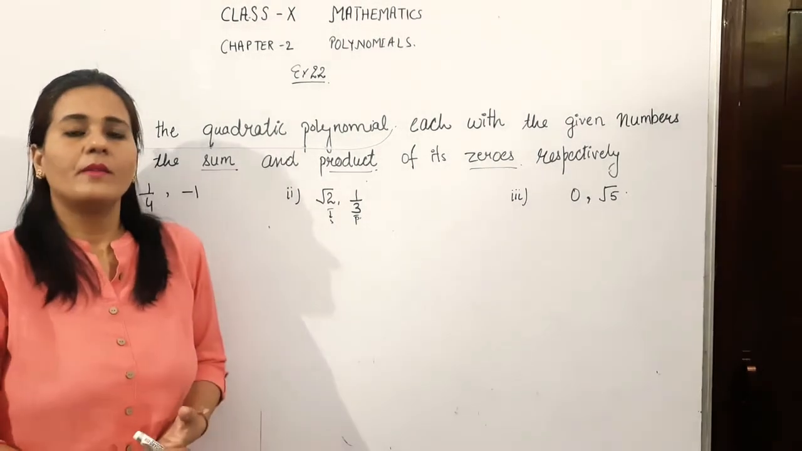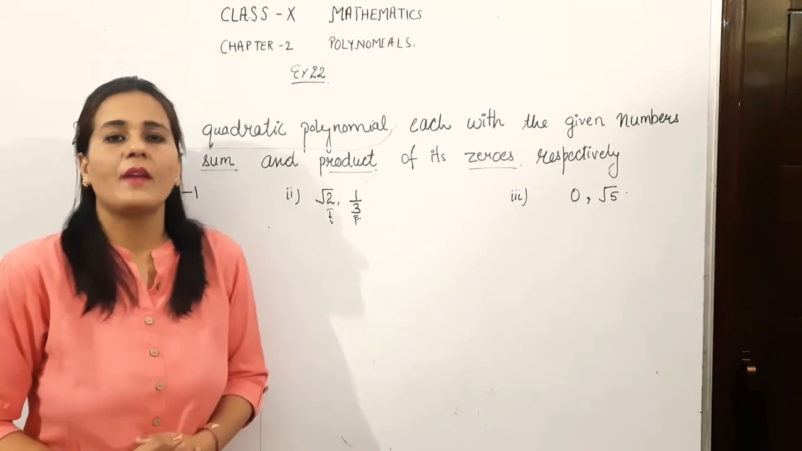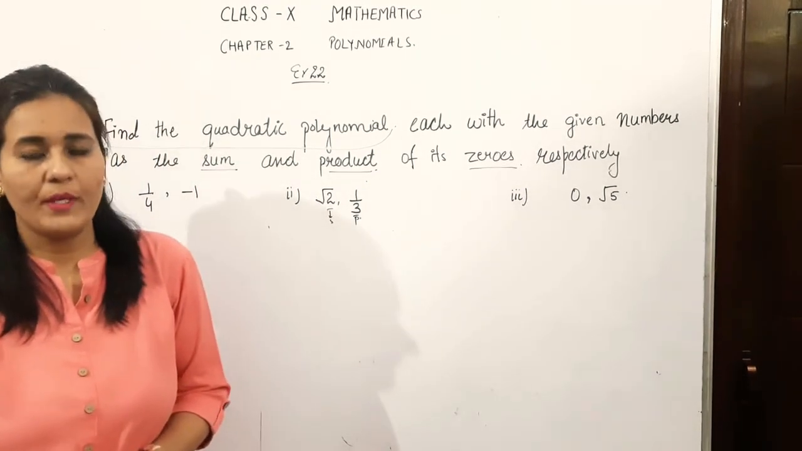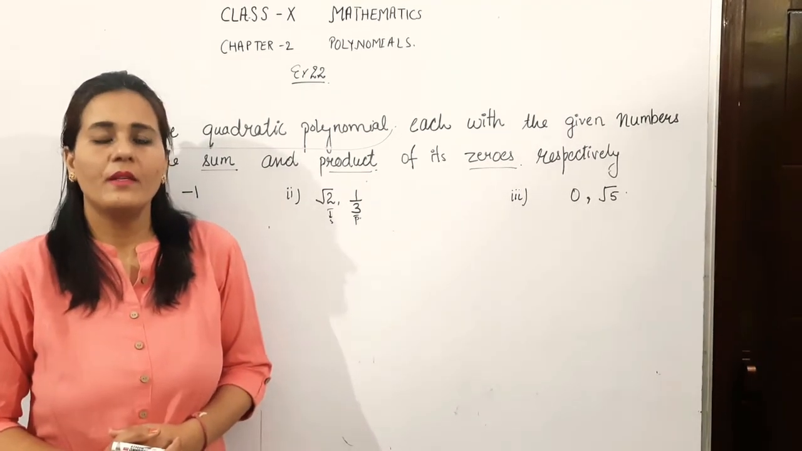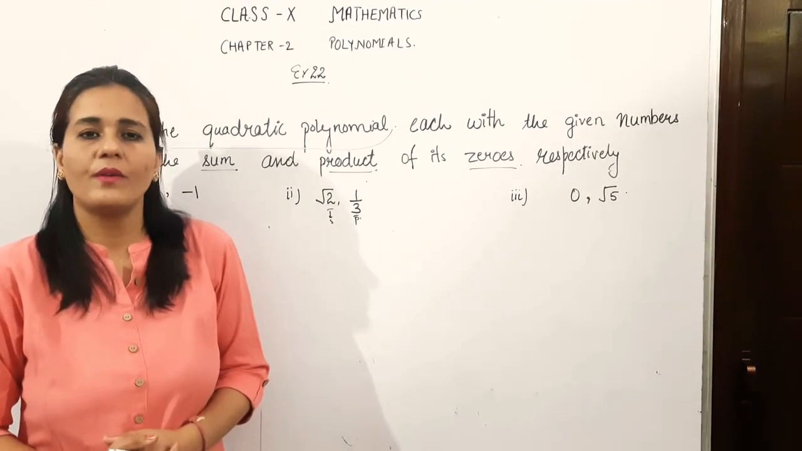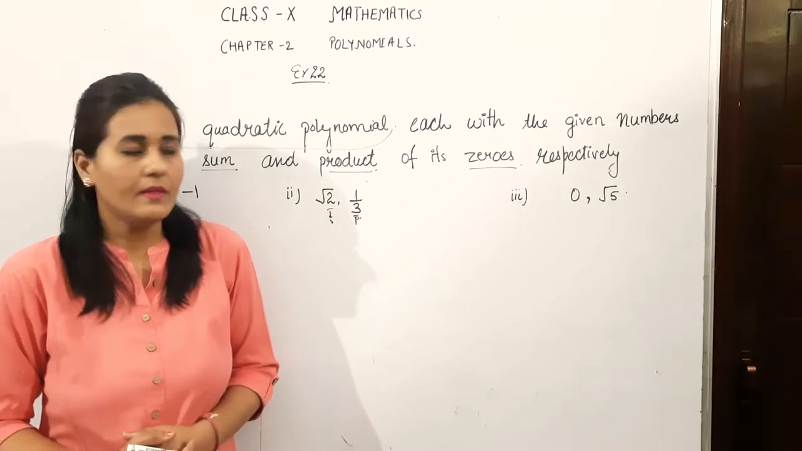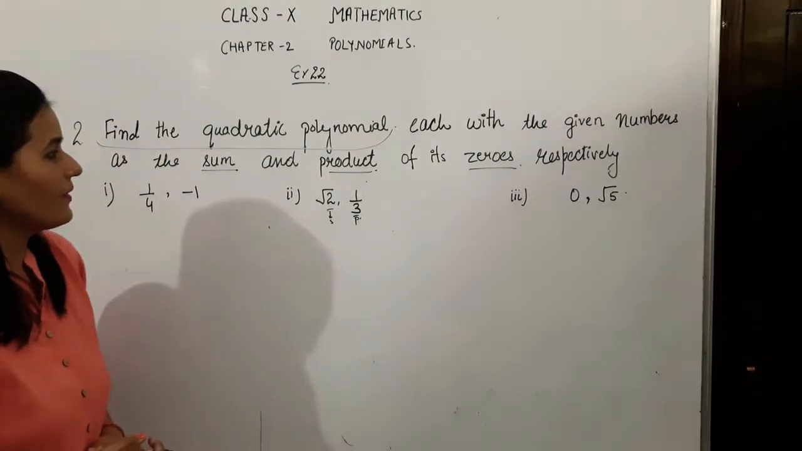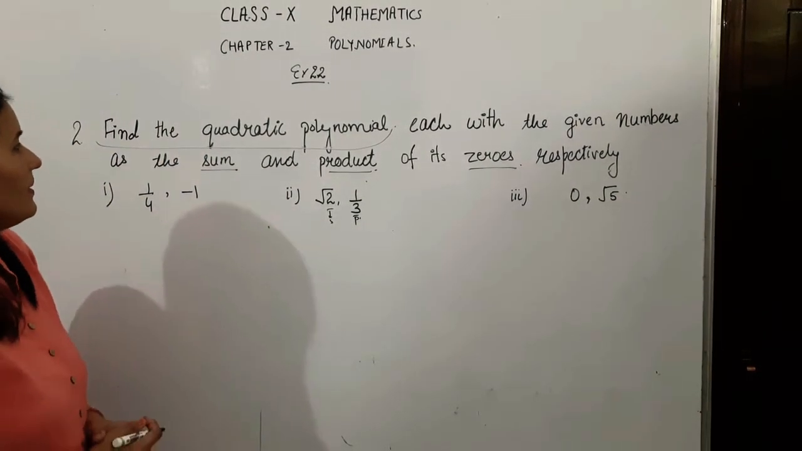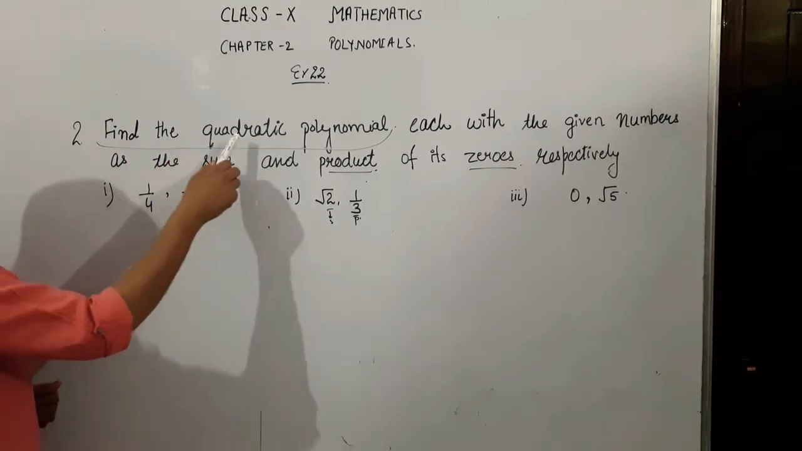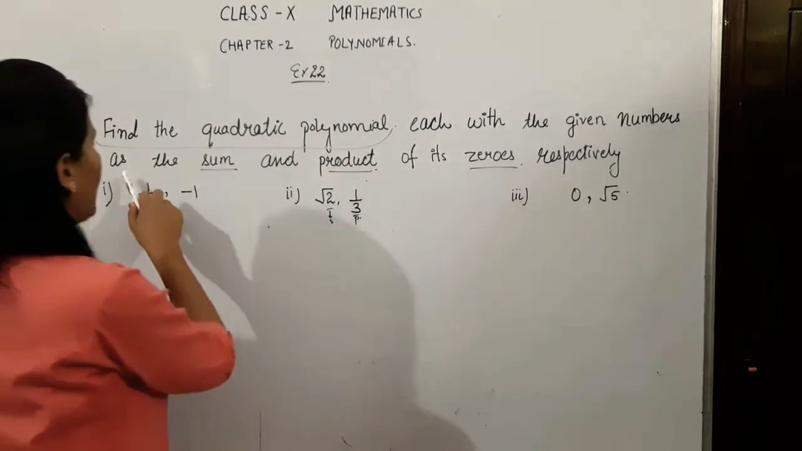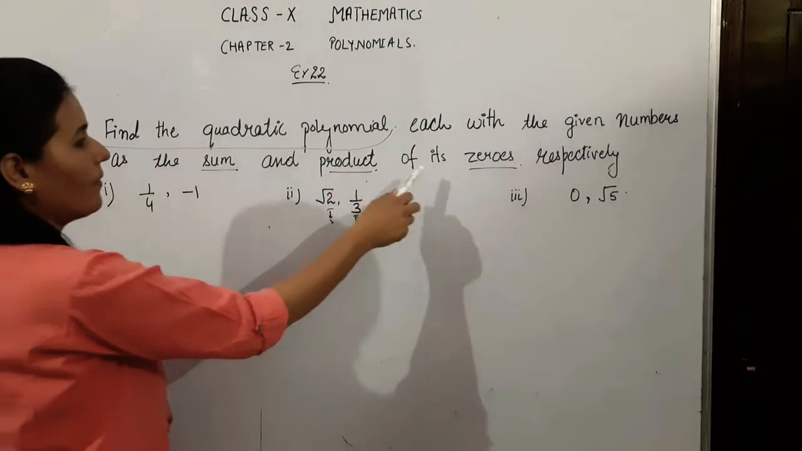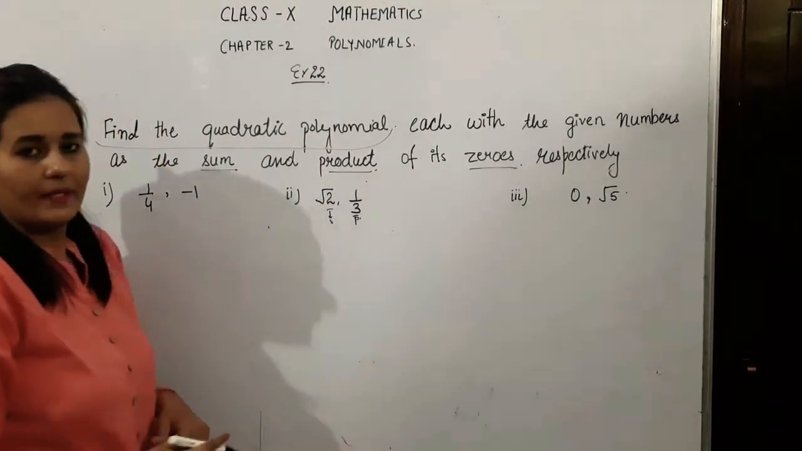Good morning, class. Yesterday we started with exercise 2.2 and question number 1, the relationship between the zeros and the coefficients of the polynomial, which we have discussed. Now we will discuss question number 2, that is, find the quadratic polynomial, each with the given numbers as the sum and product of its zeros respectively.